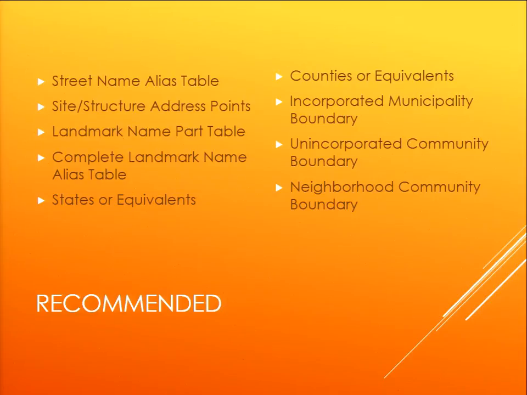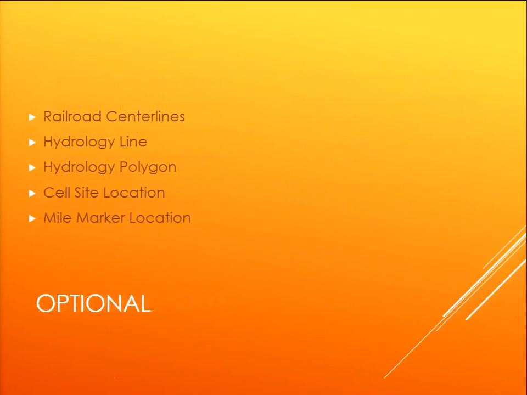The recommended, of course, whole list here. Of course, here's where your address points come in, and all your incorporated, unincorporated boundaries, et cetera. A lot of this kind of looks standard. Then, of course, anything else to help, especially if you're looking at mapping, to be able to verify where that location is, like railroads.